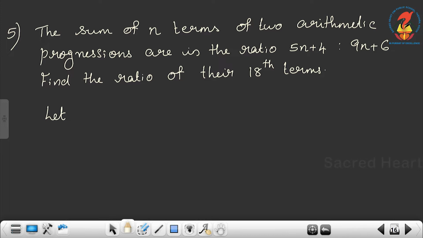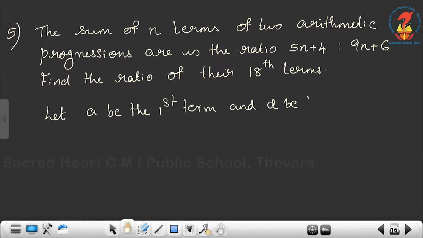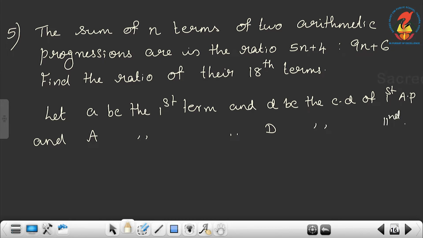Let a be the first term and d be the common difference of the first arithmetic progression. Usually we take small a, first term, and small d the common difference of the first AP. Okay, and one more AP. So, for that we can take capital letters. Let capital A be the first term and capital D be the common difference of the second AP.